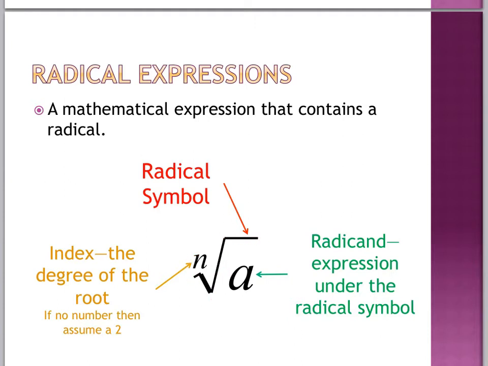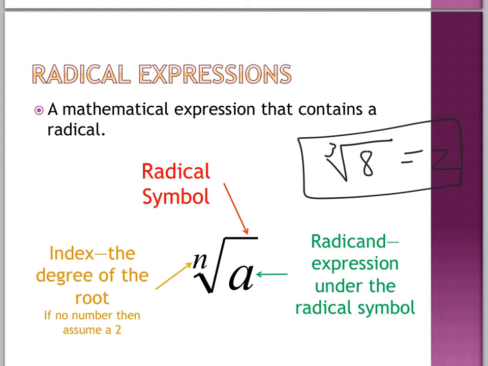We can have cube roots. For instance, like the cube root of 8. Let me write that out for you so you can see that happen. That means what number times itself 3 times makes 8? In other words, it's 2, because 2 times 2 times 2 is 8. We can have 4th roots, 5th roots, billionth roots, whatever. If there's nothing written there, though, assume it is square root.